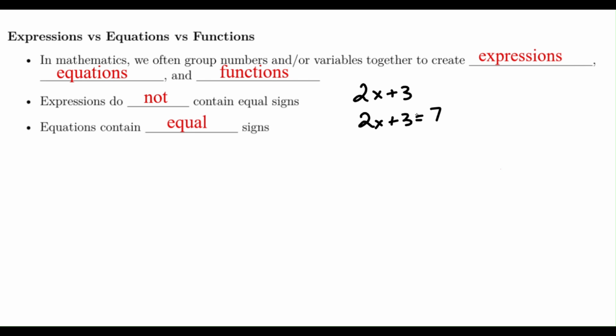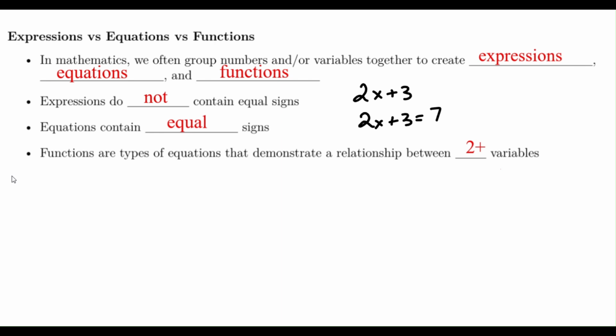That's because an equation is going to have an equal sign. Equations have expressions on both sides of the equal sign. Okay? There's also functions. Now, functions are going to be types of equations that demonstrate a relationship between two or more variables. Now, at this level, most of the time, we think of these as two variables. A lot of times you would see f of x equals 2x. Okay? Or you might see y equals 2x plus 3 for a linear equation. Well, that could be a function.